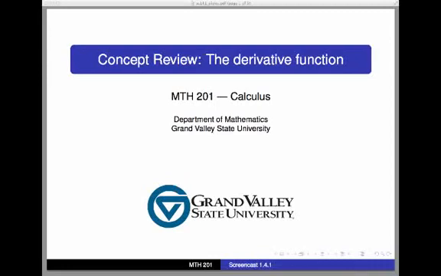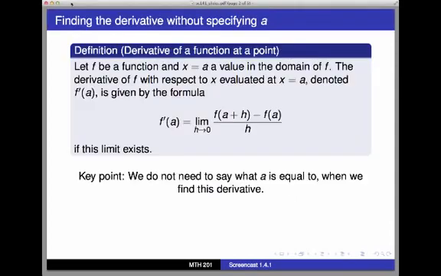Welcome. Let's quickly recap the main ideas from section 1.4 in Active Calculus on the derivative function. Previously in the course, we've defined the derivative of a function f at a specific point a to be f'(a), and that's equal to the limit as h approaches 0 of f(a + h) minus f(a), all divided by h.